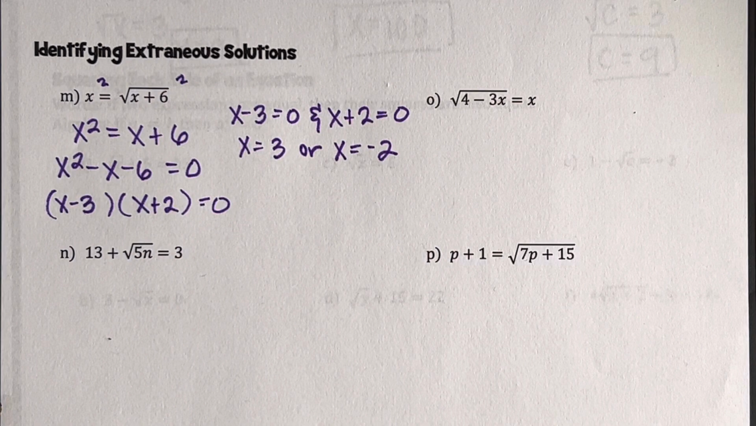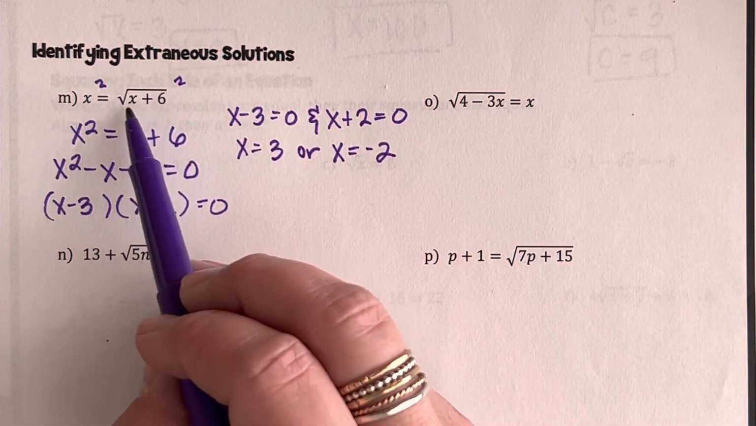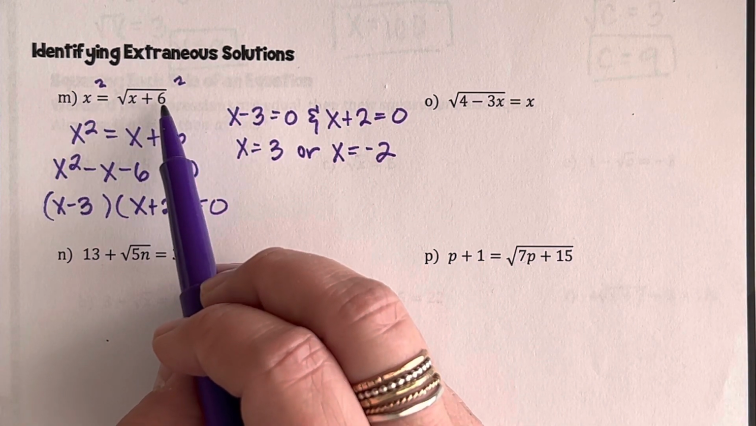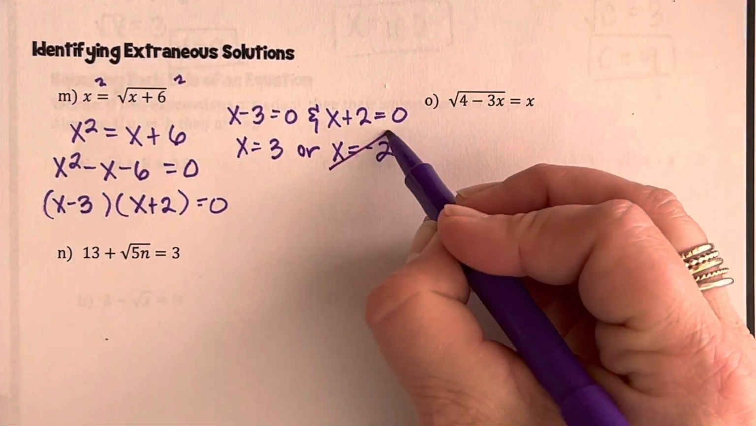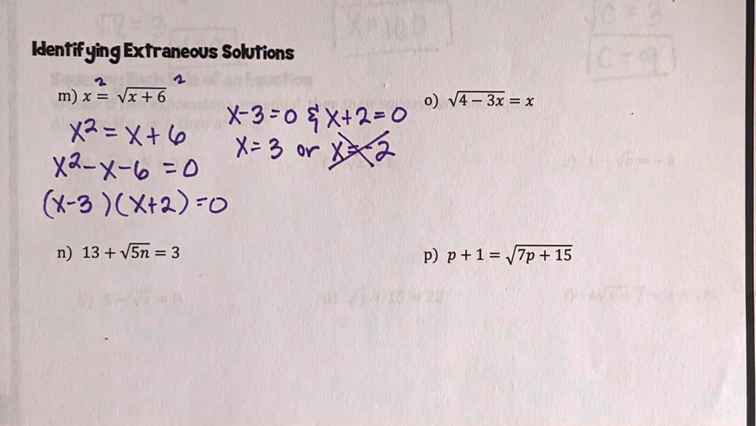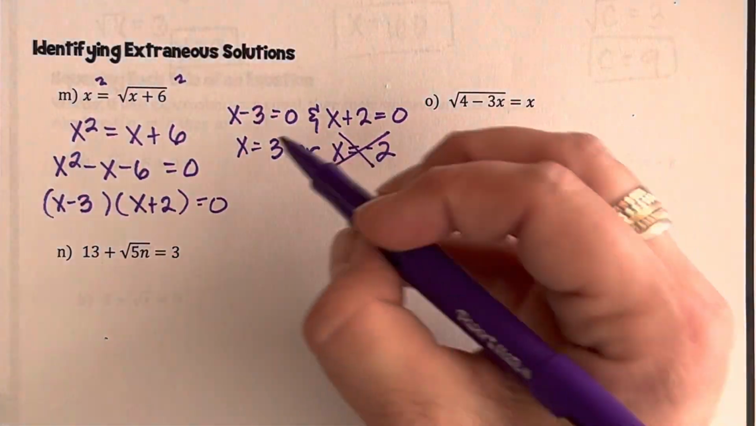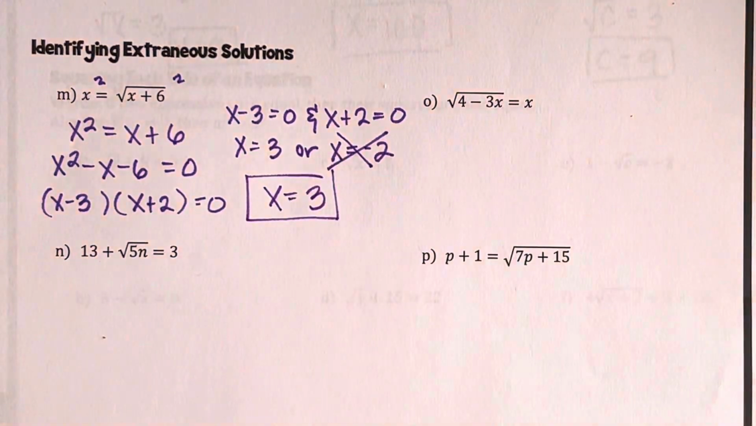So let's plug it in. So if I said negative 2 plus 6 is 4, is the positive root of 4 negative 2? No. So this is an extraneous solution. Okay, it's not asking you for the negative root, it's asking you for the regular square root. So this doesn't work, so x is just 3.